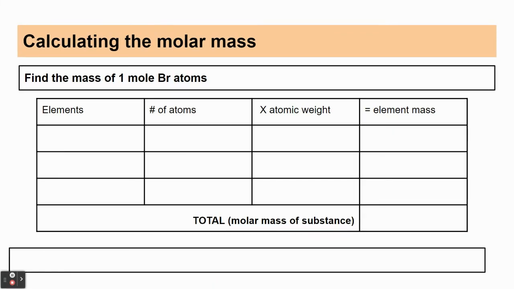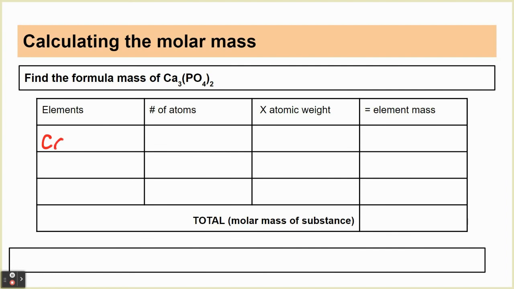Let's try one last one, and then you can start on your worksheet. Okay. Find the formula mass of Ca3(PO4)2. Okay. First things first, let's determine all the elements that we have. We got Ca, P, and O. So by now, you should know which elements are, right? Looking at the formula, again, capital letters will tell you what are the elements. Let's start looking at Ca. How many Cas do we have? If you said 3, you're right.